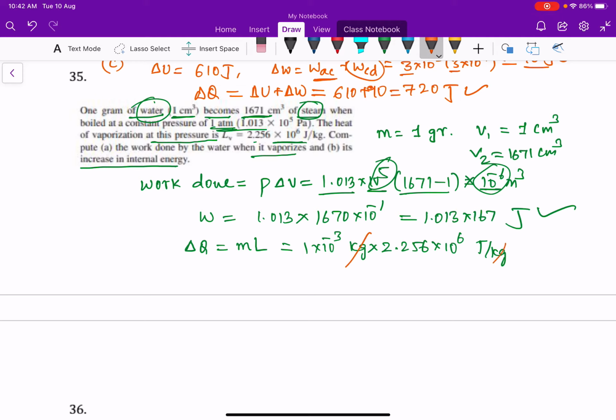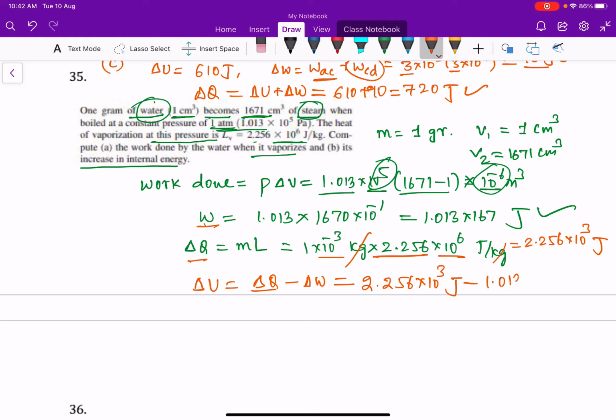By doing so, you will get 2.256 into 10 to the power of how much? 10 to the power of 6 minus 10 to the power of minus 3, that is nothing but 10 to the power of 3 joules. So now you have work done and heat energy supplied. So ultimately you can find out internal energy. Change in internal energy equal to delta Q minus delta W. That is, delta Q is how much? 2.256 into 10 to the power of 3 joules minus 1.013 into 167. By doing so, you will get the answer for delta U also. This is for B and this is for A.